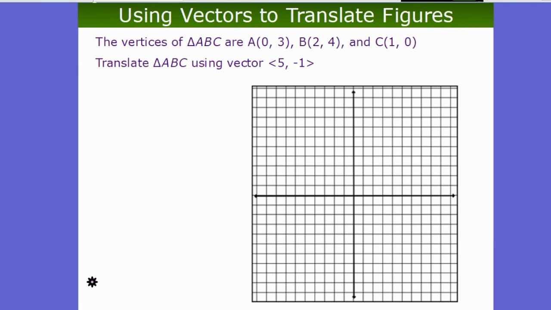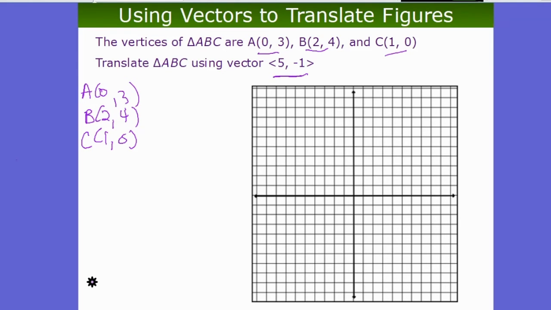When you use vectors with translations, it's just an alternative way to say, how do you transform each point? We have a triangle ABC, and here are its points. A is (0, 3). B is (2, 4). And C is (1, 0).